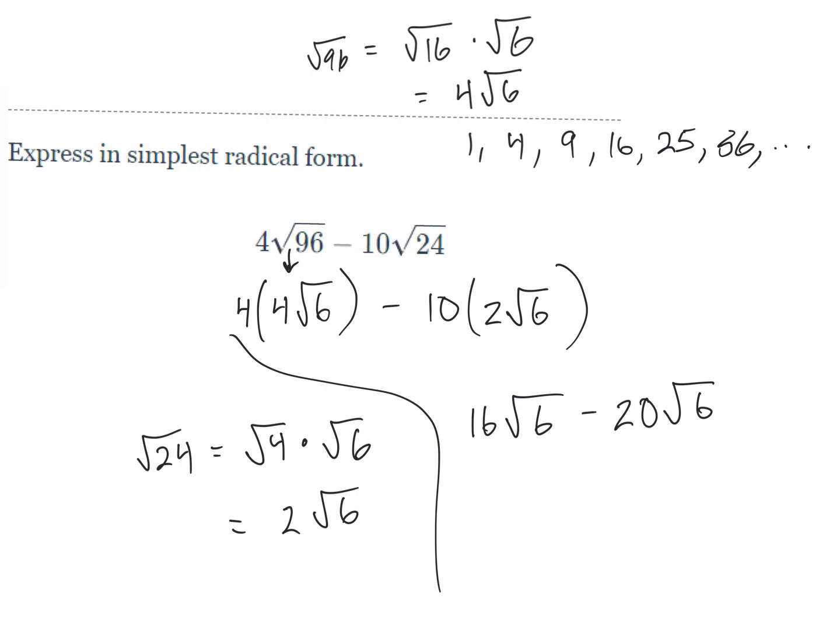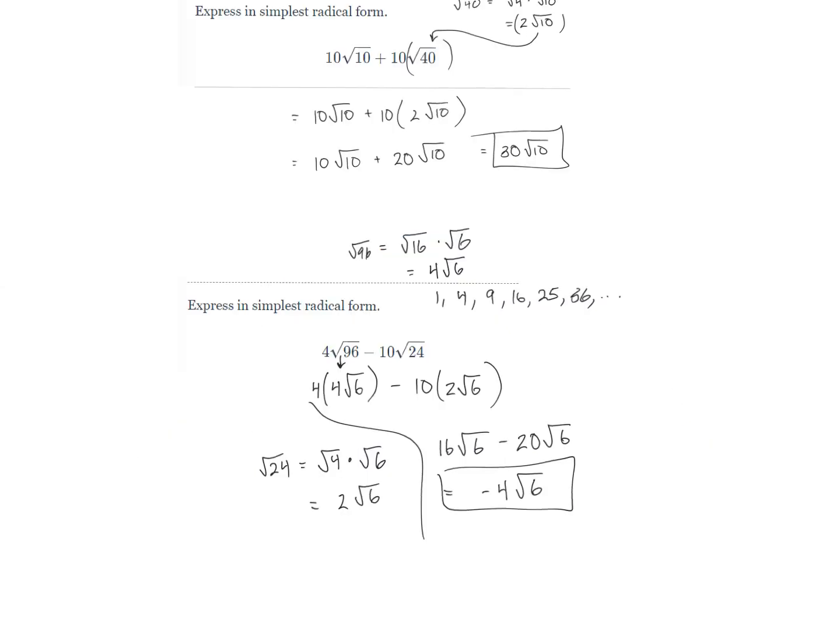Now it's a like term situation. So 16 minus 20, that's all we're doing there. That's negative 4. And the square root of 6 comes down like a like term. So good stuff.